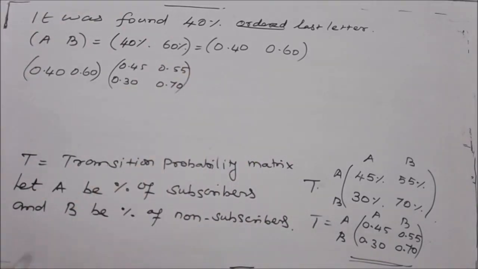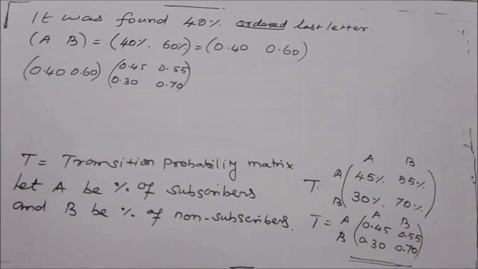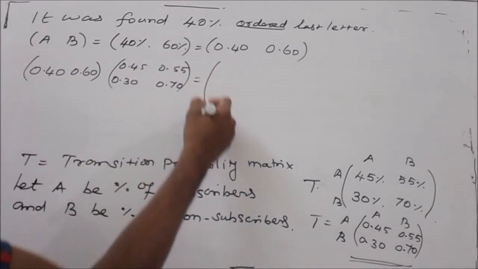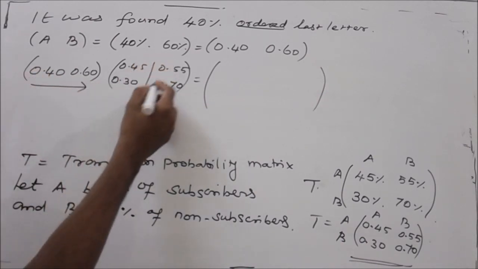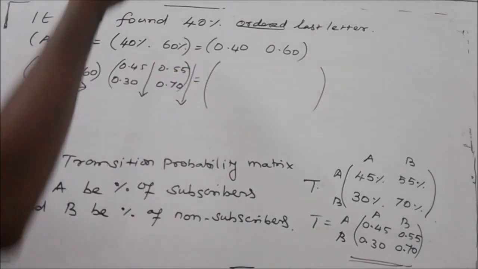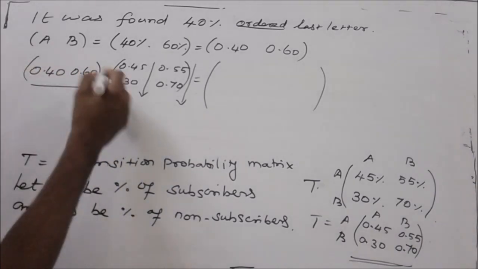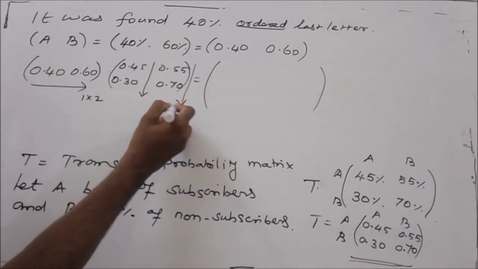Multiplying this with the transition probability matrix, we will get the final answer that gives the number of subscribers after the second letter. Multiplying these two, it is row by column multiplication. Here the order is 1 row 2 columns, 1 cross 2. Here the order is 2 cross 2.